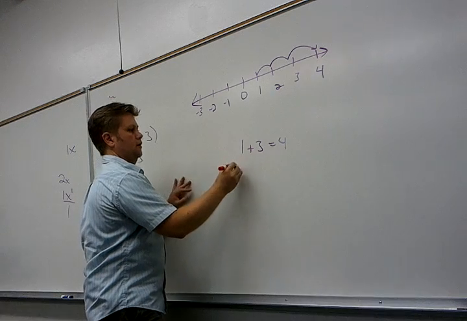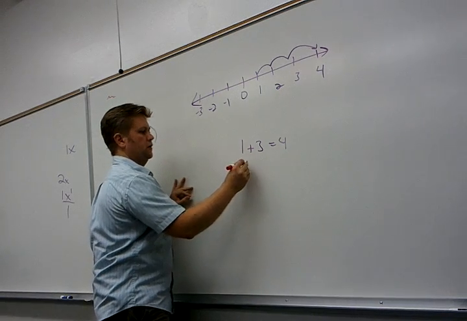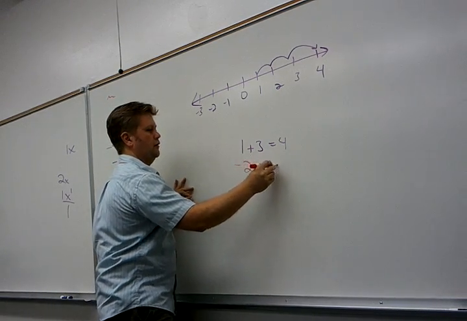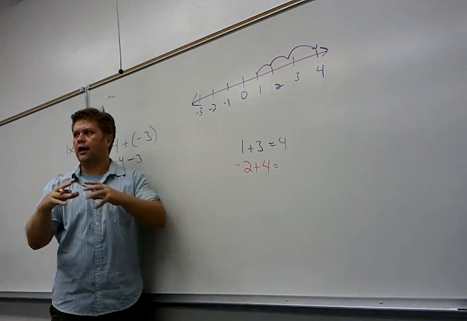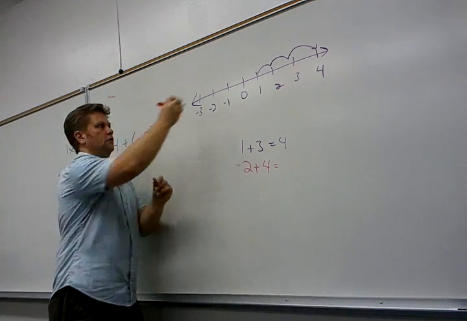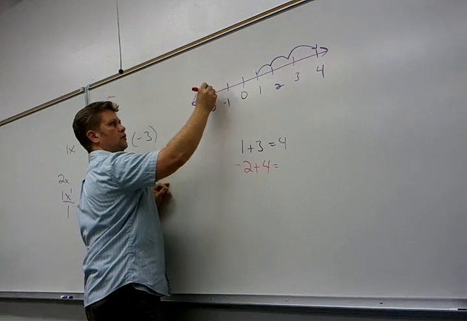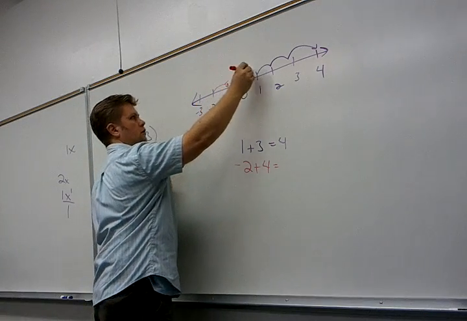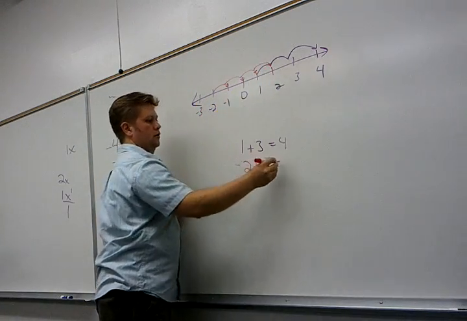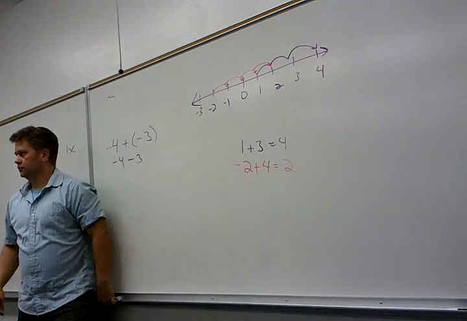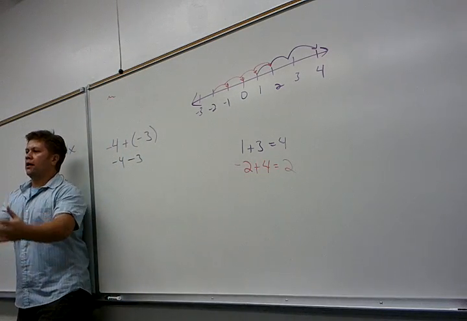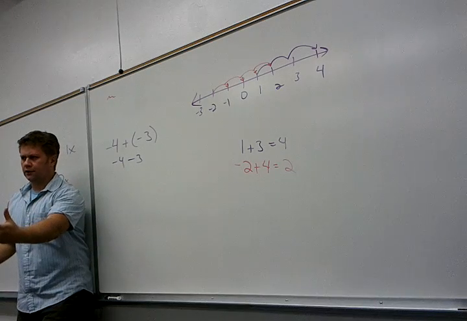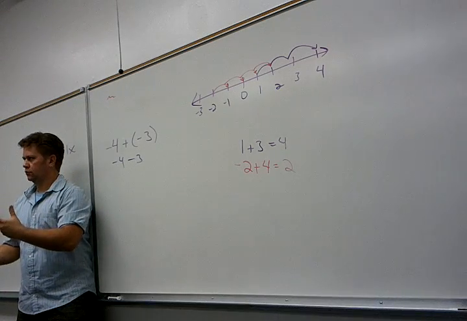Just to make sure we're all cool with this, what's -2 plus 4? How would I look at that visually? I would start at -2, and I would go 4. 1, 2, 3, 4. So that's why that's positive 2. There was more positive than negative. That's why the answer comes out positive at the end. Cool. Okay.